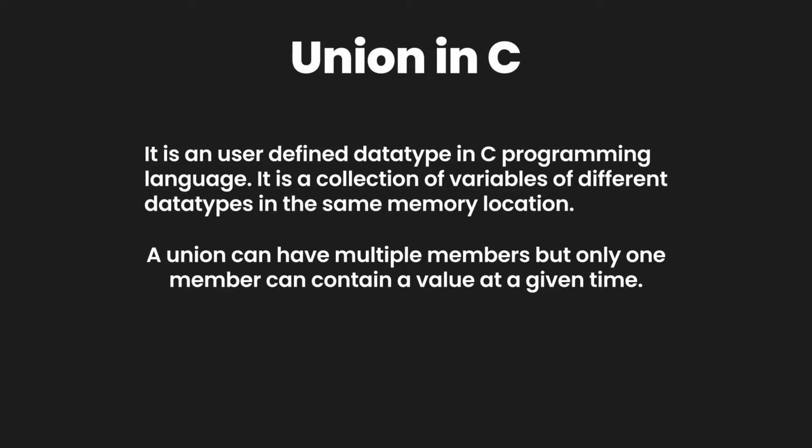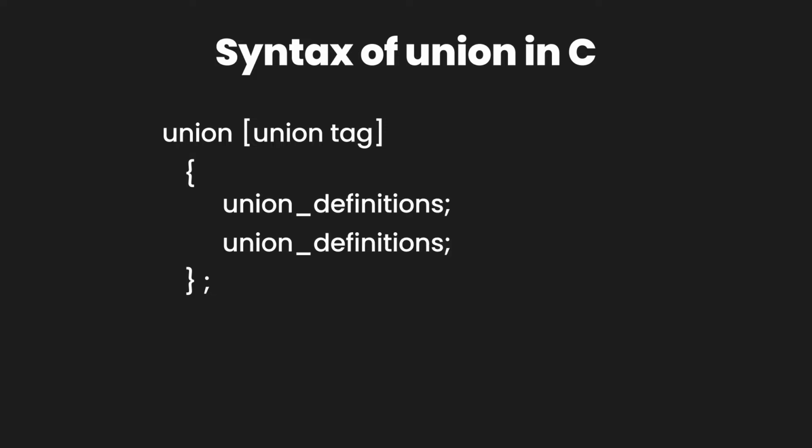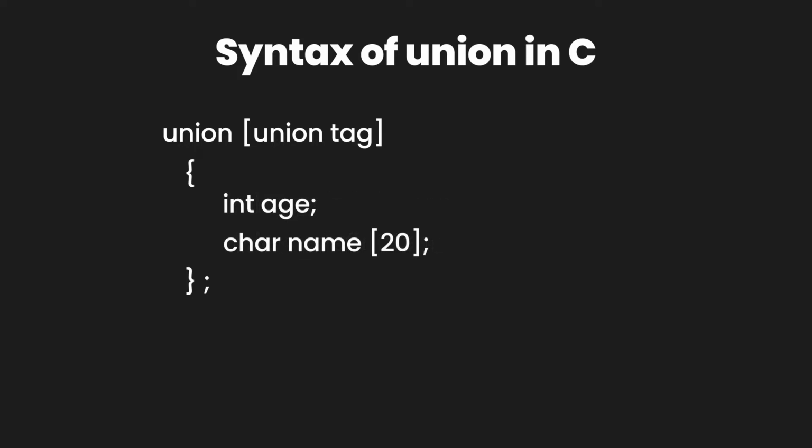So, without any further wait, let's talk about how to define a union in the C programming language. To define a union, we have to follow the following syntax. First off, we need the keyword union, followed by the union tag. Then we have the curly brackets, and inside these curly brackets, we have the member definitions. An example of a member definition can be like integer age or character name.